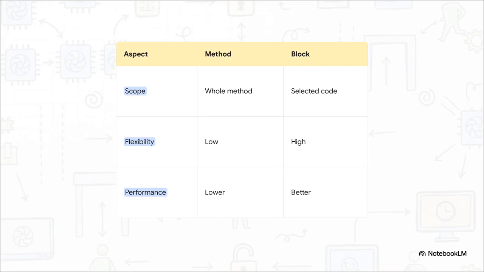A synchronized block, on the other hand, gives you that surgical precision. You wrap only the critical lines of code, which leaves the rest of the method free for other threads, and that means way better performance and a lot more flexibility.